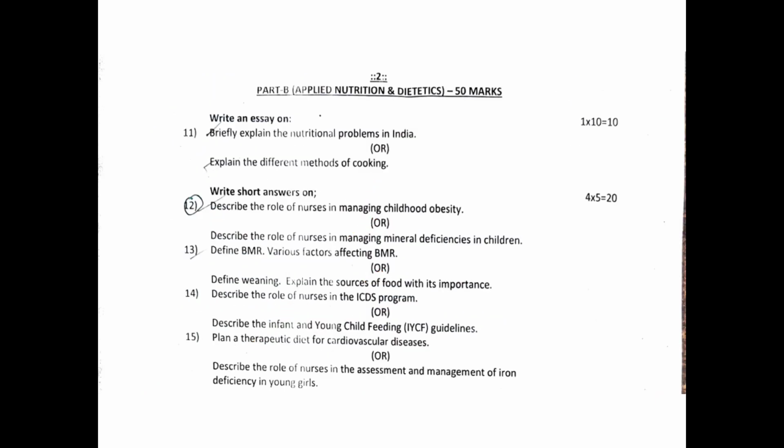Next we will see applied nutrition and dietetics, which is for 50 marks. In this essay question, 1 into 10 is equal to 10 marks. The 11th question: briefly explain the nutritional problems in India, or explain the different methods of cooking. Out of these internal choice questions, you have to answer 1.